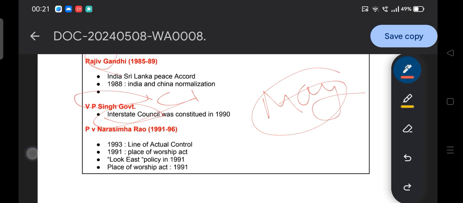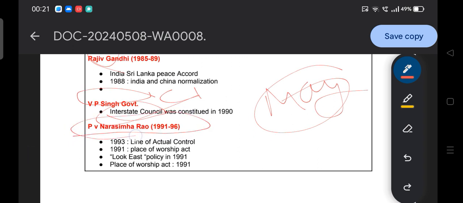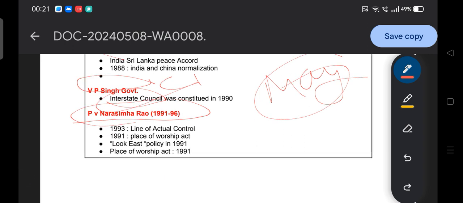Then moving to the next, PV Narasimha Rao, 1991 to 1996, okay. So PV Narasimha Rao, 1991 to 1996. In 1993, the Line of Actual Control. If they ask the question Line of Actual Control, then it is India and China. If they ask the question Line of Control, then it's between India and Pakistan. So these things you need to remember. And the Line of Actual Control was basically completed under the government of PV Narasimha Rao.